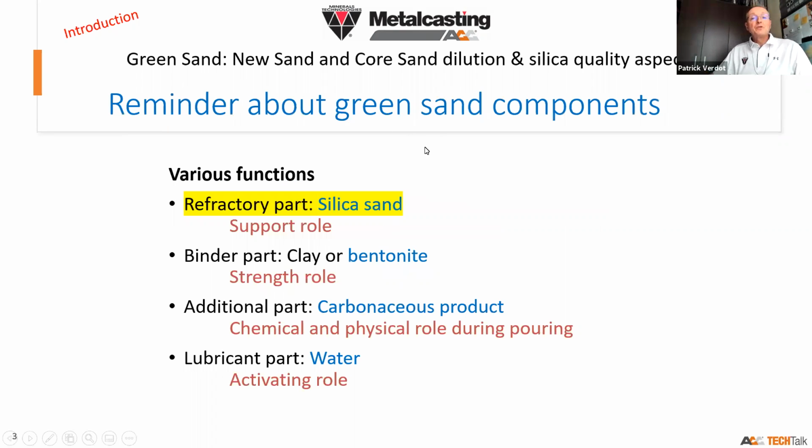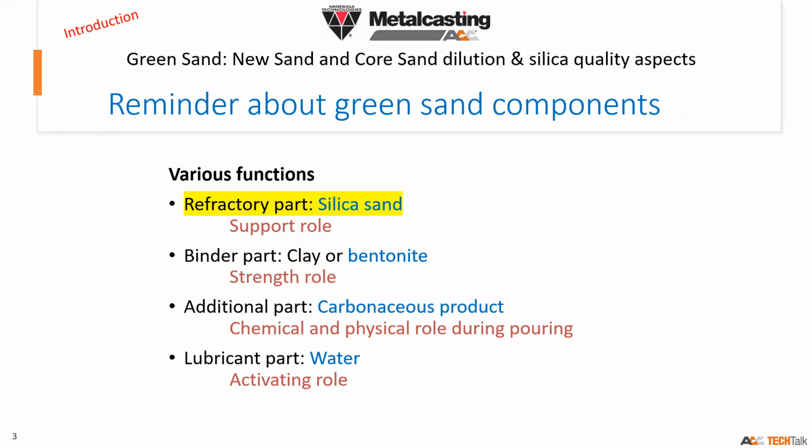Let's start with a reminder about the green sand component. You can see that we have four main components for green sand. And I'd like to explain you again to make sure that we speak the same language, we are on the same wavelengths during the presentation. Silica sand is the support role, bentonite is the strength role, carbonaceous product is chemical and physical role during pouring, and the water is the activating role in green sand.